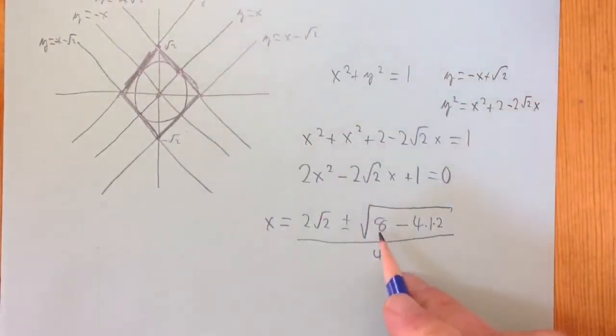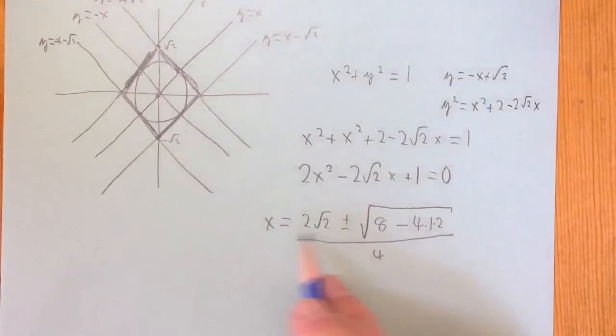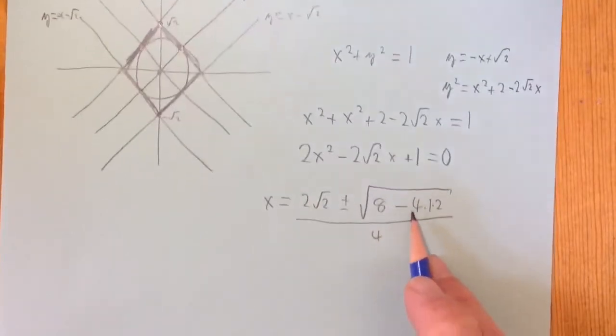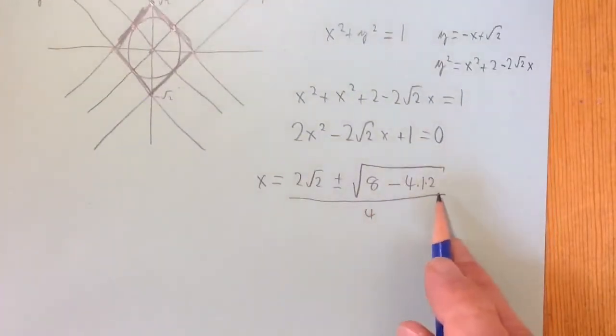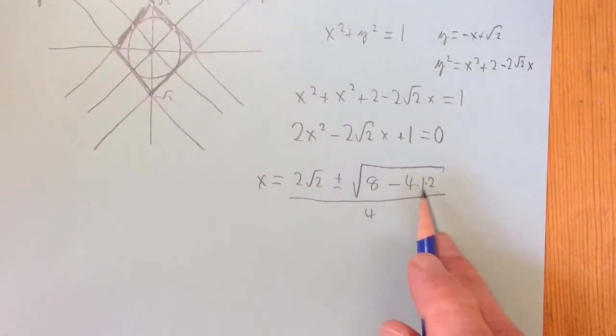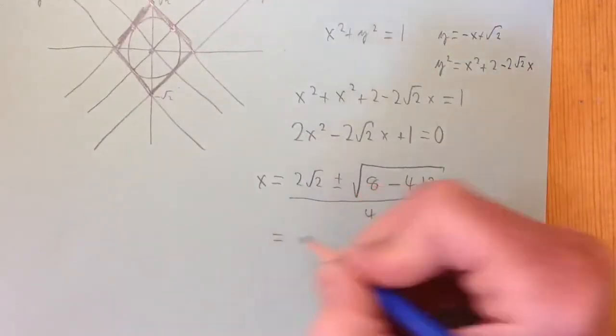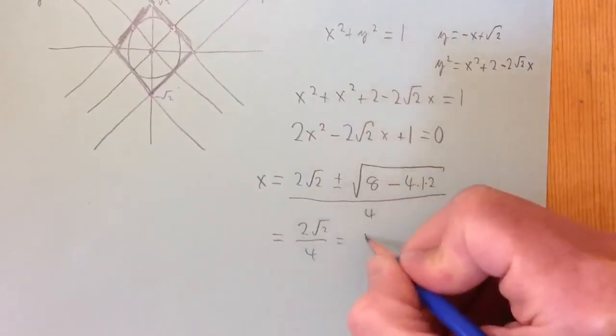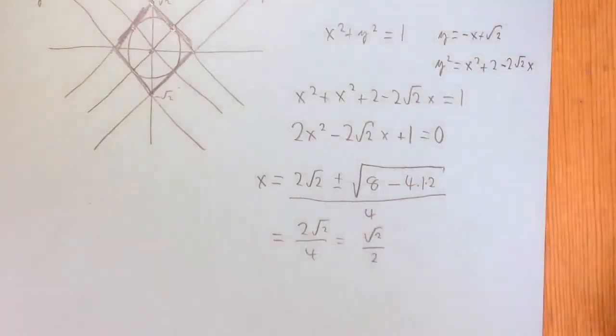Okay, well, this is nice. We have a plus and minus, which is going to give us 2 answers. That's bad. However, 4 times 2 is 8, so this is 0. So I think this is called the discriminant. The discriminant is 0, the square root part's 0, because 8 minus 8 is 0. That means there's only one answer. The only possible answer for x is 2 root 2 over 4, which is the square root of 2 over 2. So there's only one place where it intersects at root 2 over 2.